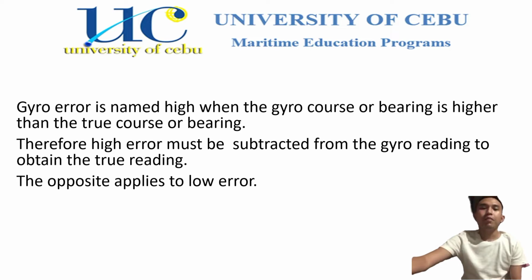Gyro error is named high when the gyro course or bearing is higher than the true course or bearing. Therefore, high error must be subtracted from the gyro reading to obtain the true reading. The opposite applies to low error.